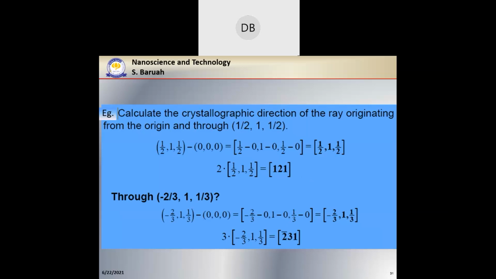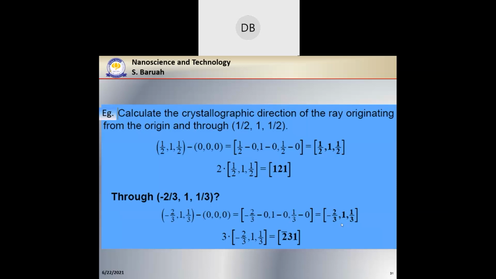Now suppose we are given another point. Suppose minus 2 by 3, 1, and 1 by 3. All right. Then again, we do the same thing. Since we are considering the source to be at 0, 0, 0, we simply deduct 0, 0, 0. So basically we take the same values, because deducting the 0 makes no difference. We still have minus 2 by 3, 1, and 1 by 3.